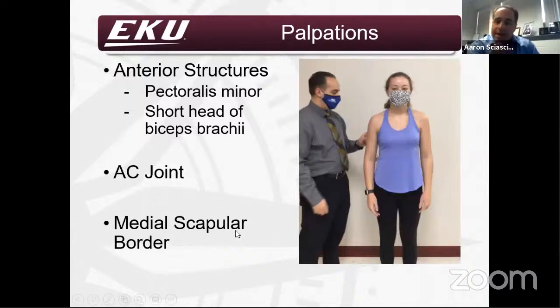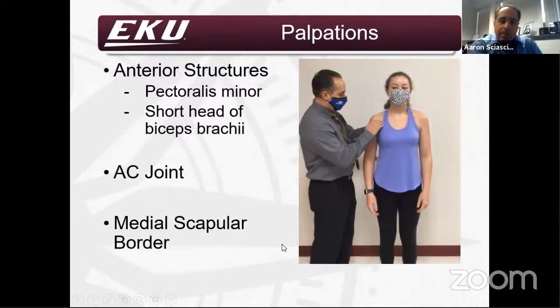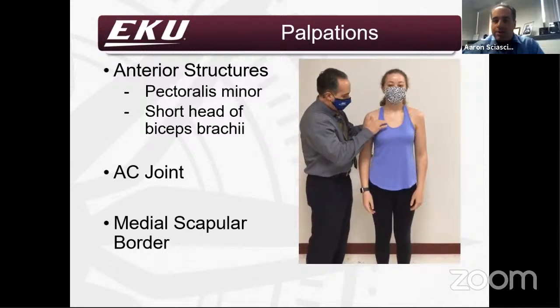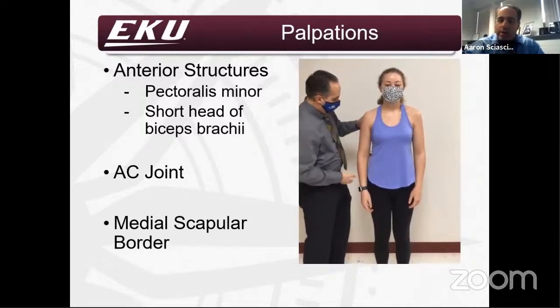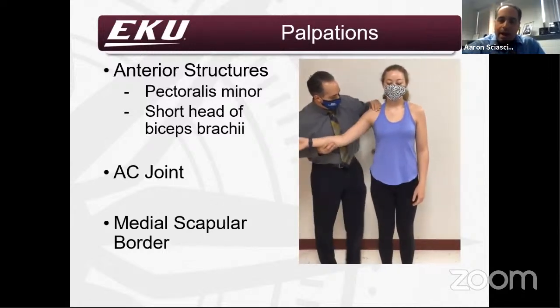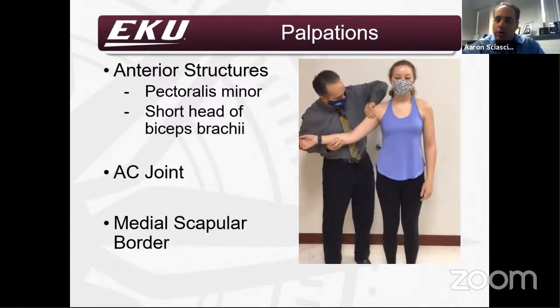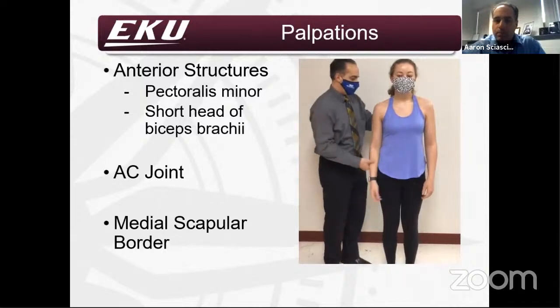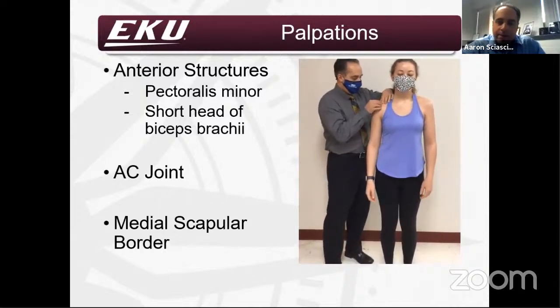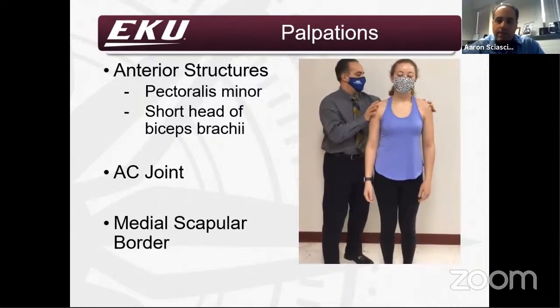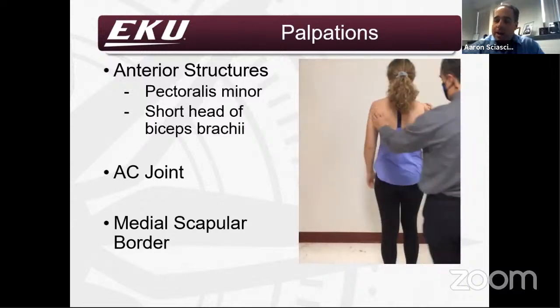So let's take care of our palpations first. Here is our patient. We'll palpate the anterior structures as we mentioned. We begin on the coracoid process and then go diagonal across the pathway of the pectoralis minor. Then we'll bring the arm to about 45 degrees of abduction and palpate across the short head of the biceps. Then we will check the integrity of the AC joint, looking for anterior-posterior translation or laxity. And then finally, as we mentioned, the medial border palpation.